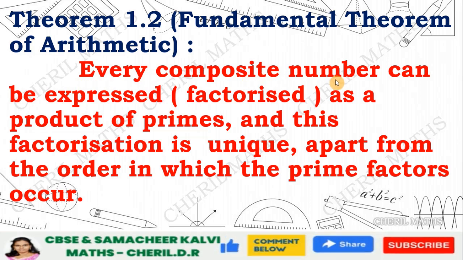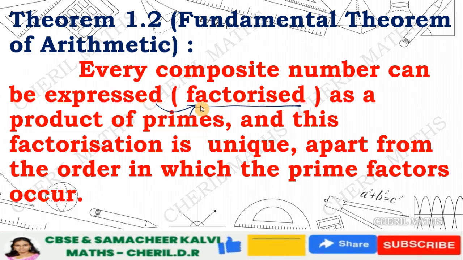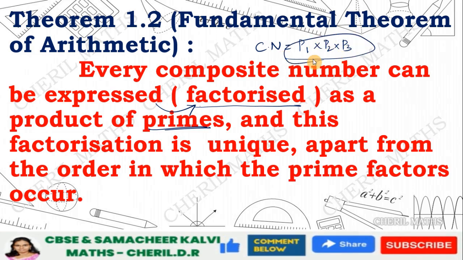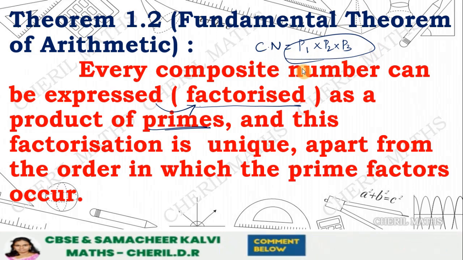Every composite number can be expressed, or it means it can be factorized. Expressed, in the sense, here it means factorized as a product of primes. So if you have a composite number, you can represent it in the form of a product of primes, one prime number into another prime number into another prime number. Like this you can represent a composite number.